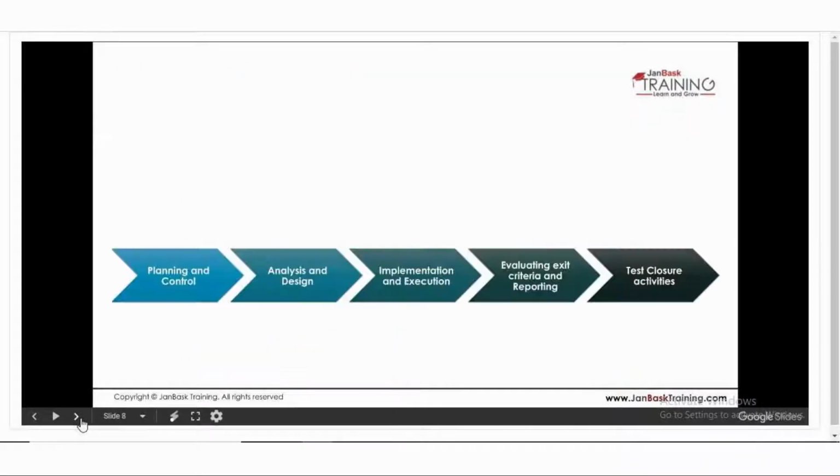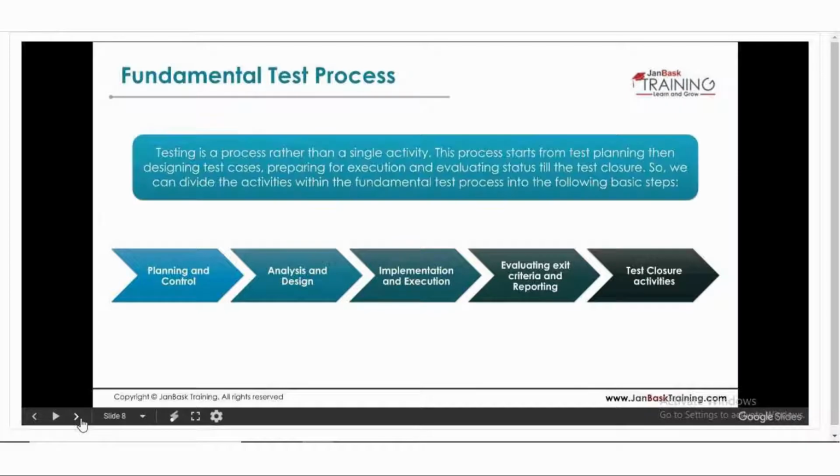Again, this is the fundamental test process, the same one I told you about. It's the software testing life cycle. These are the phases: planning and control, analysis and design, implementation and execution, evaluation of exit criteria and reporting. Then we have test closure activities. These are the fundamental test process activities which we perform, starting from the beginning of the testing process until the end of the testing process.